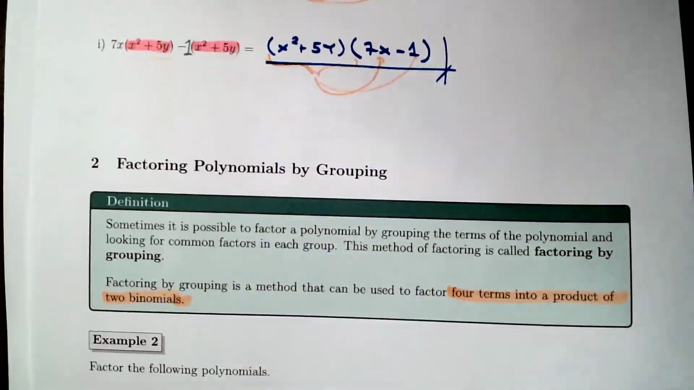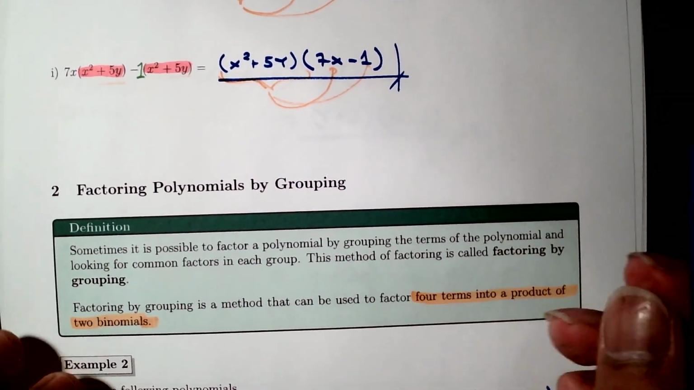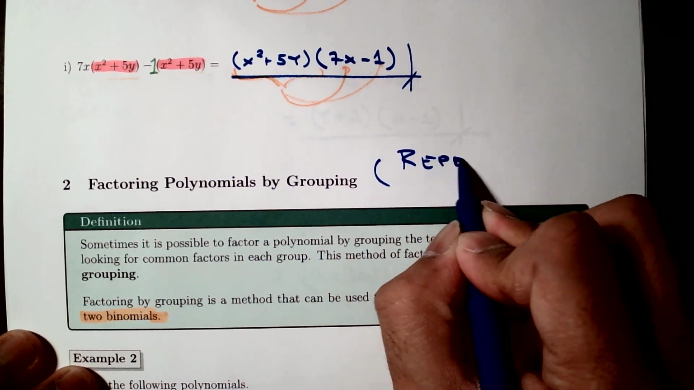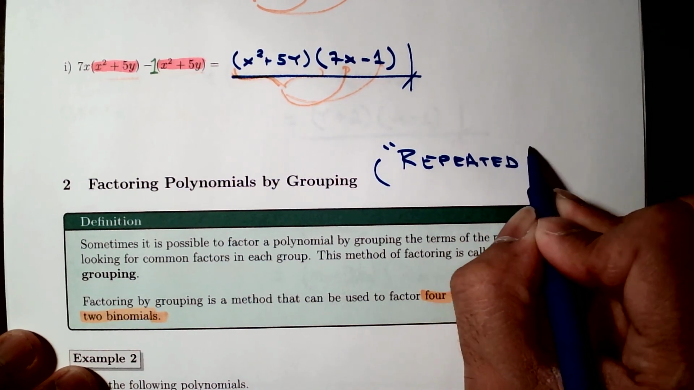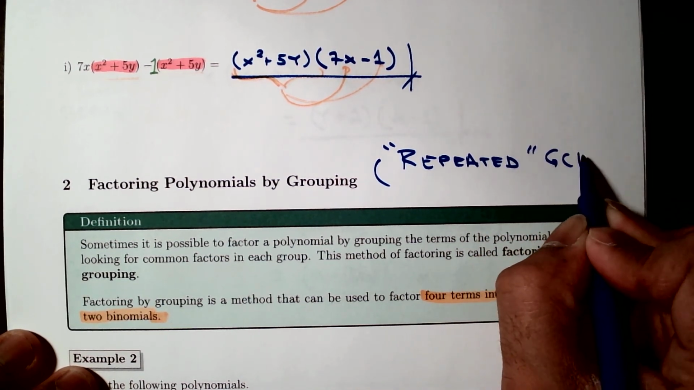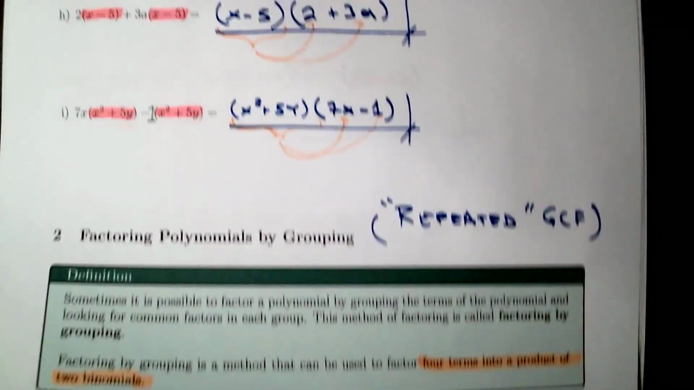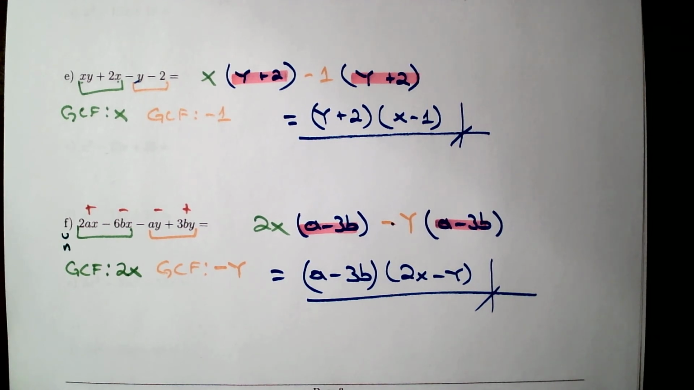So notice how this is all about doing GCF. So if you want to give this a second name, factor by grouping is basically repeated GCF, or GCF multiple times. That's one way to call it. Alright, so this is the end of this section. I'll see you on the next video.